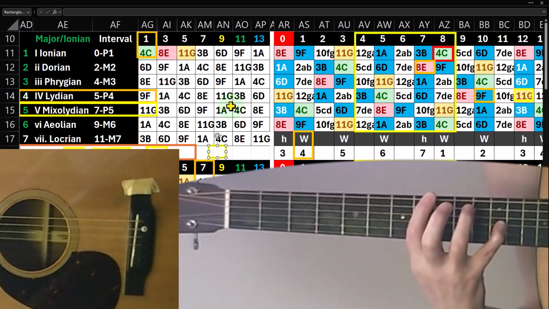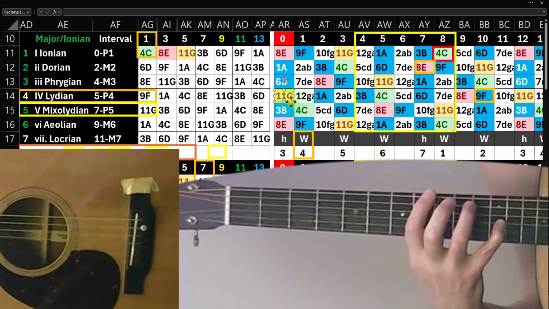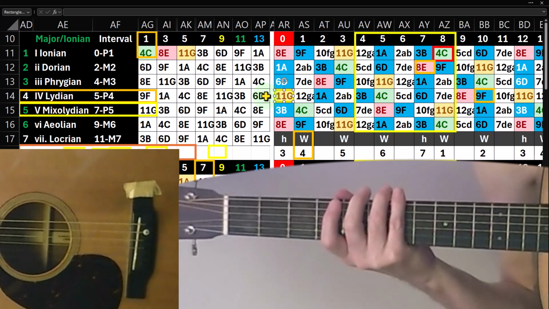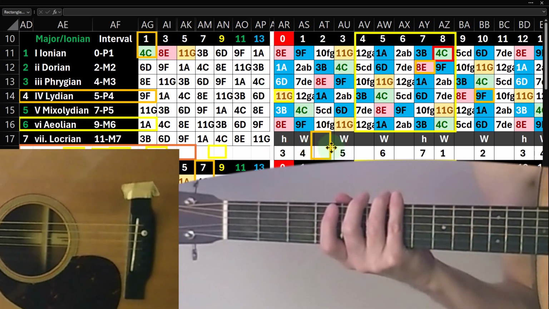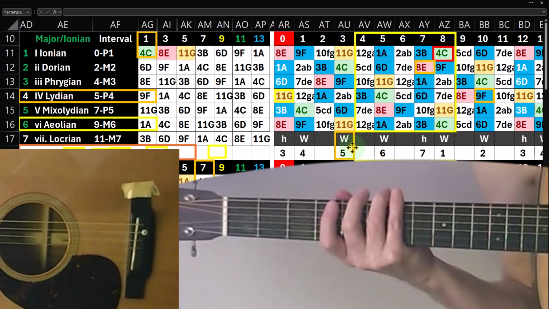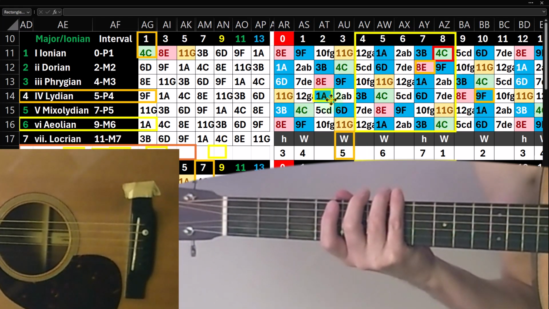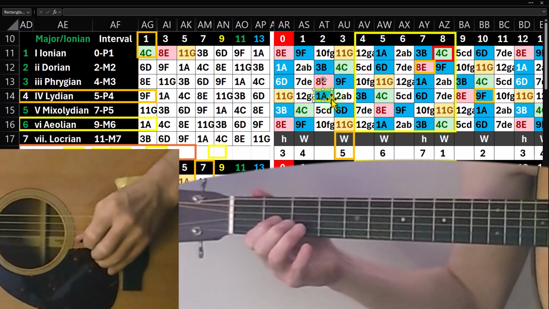And then that G can also be pulled over here because it's on the 12th fret, which repeats over here. So let's bring it back to the open G. And so now let's go from the 5th to the 6th. So we're going to go from the 5th to the 6th, which is a whole step. And we're going from the G to the A. So the 5th to the 6th is going to be an open G to the A.